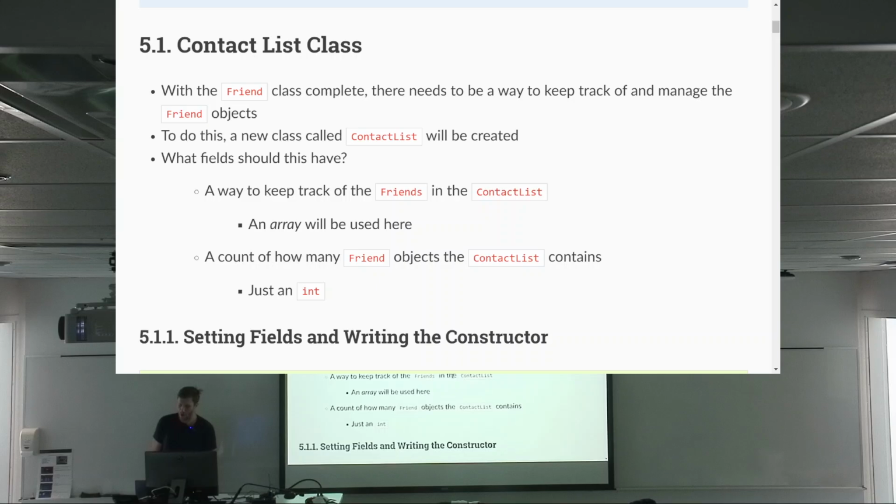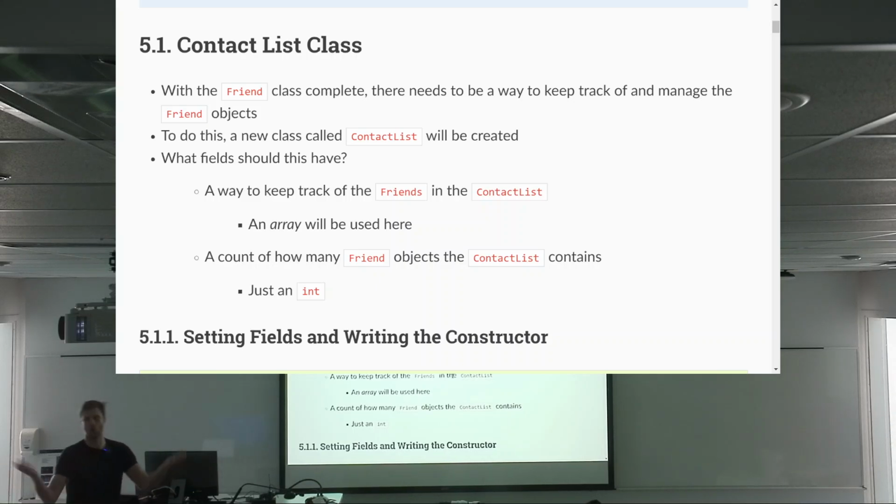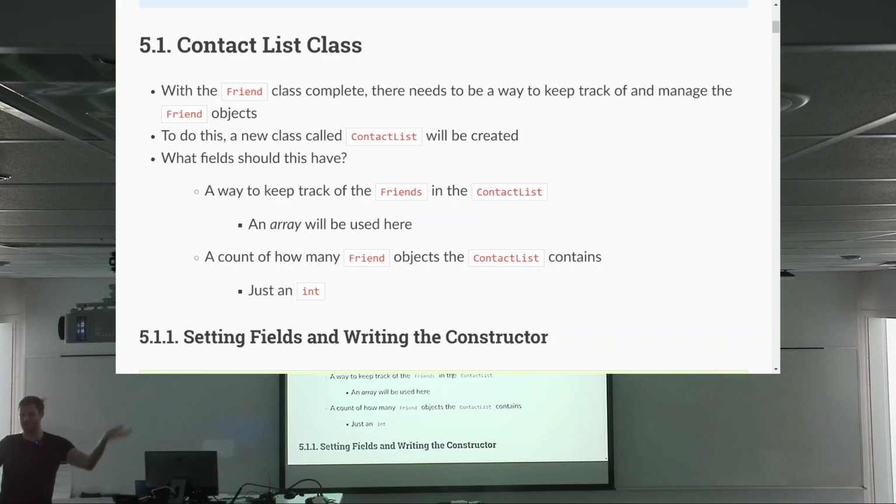So, with a friend class complete, there needs to be a way to keep track of and manage the friend objects. That was the whole point of this exercise, right? We want a collection, a way to keep track of a bunch of friends. So let's make the friend class, and now let's keep track of them with some other object. That's the data structure we're making here, and we're going to call it a contact list.